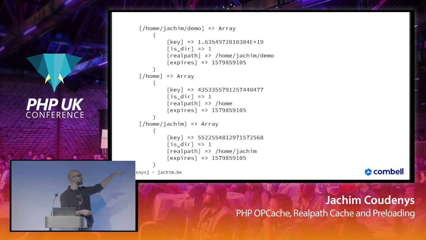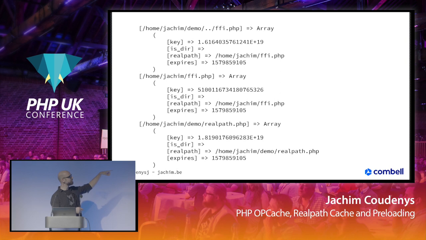So when another script is accessing something differently, most of the information is already there. If we scroll down, we see that we have the relative path to the FFI, which maps to the absolute path, and then again we have the absolute path, which maps everything. You can see that if you have a framework with a lot of files, this can get big quite quickly, but this helps a lot with performance.